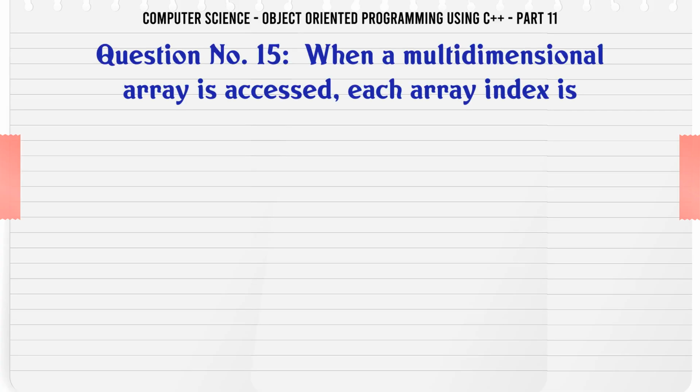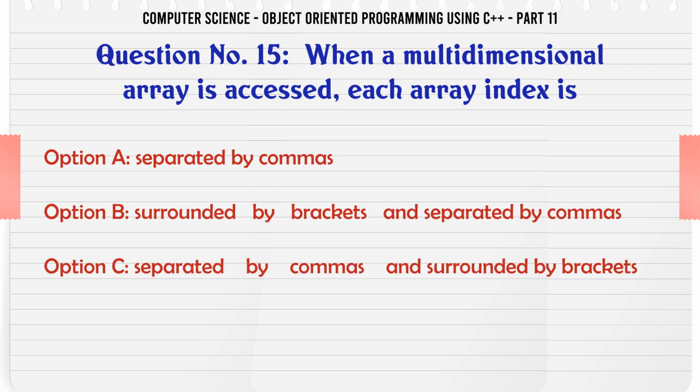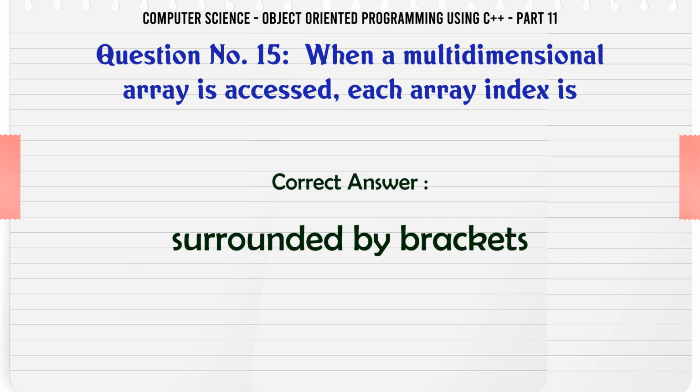When a multidimensional array is accessed, each array index is a) separated by commas, b) surrounded by brackets and separated by commas, c) separated by commas and surrounded by brackets, d) surrounded by brackets. The correct answer is surrounded by brackets.